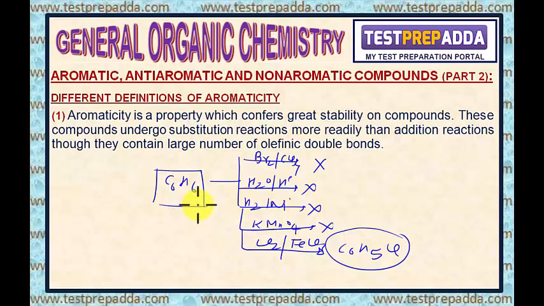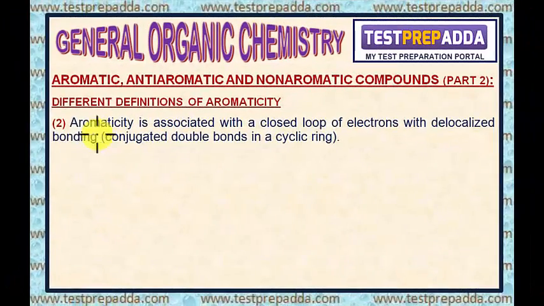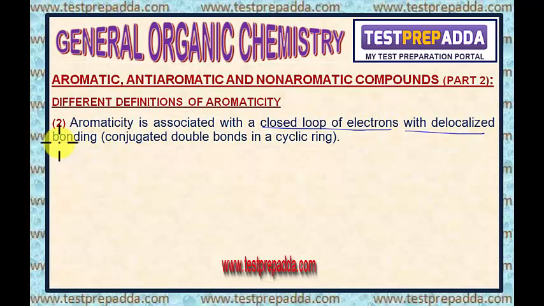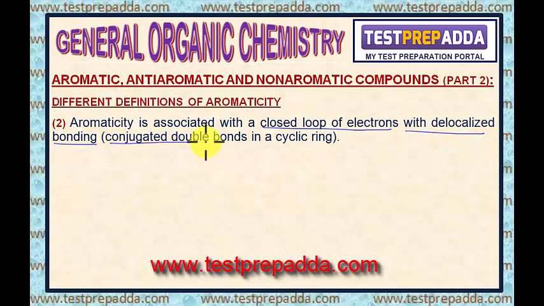Now I will talk about another definition of aromaticity. The second definition is aromaticity is associated with a closed loop of electrons with delocalized bonding, conjugated double bonds in a cyclic ring. Again, I'll take the example benzene. This is the normal structure of benzene. You can see conjugated double bonds.